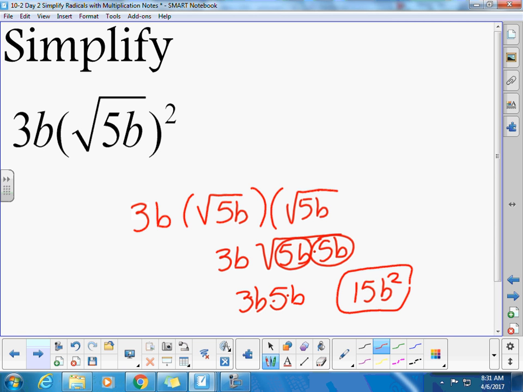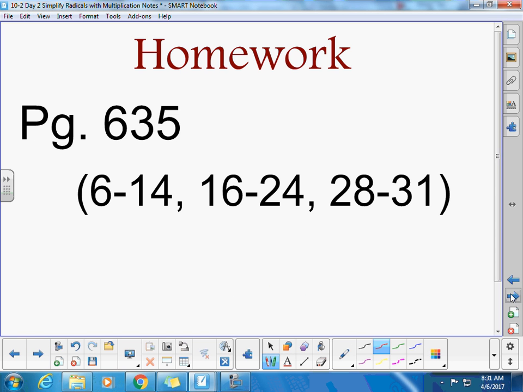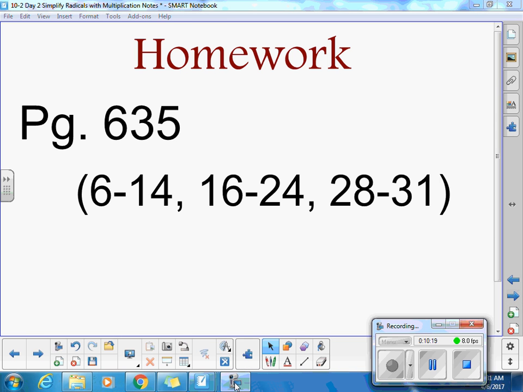So remember, squared just means something times itself, and square root means what times itself is something. So when you square a square root, you're just going to get what's under the radical. That's what comes out, the same thing that's under the radical. All right, don't pay attention to this homework assignment. I'll tell you what you need to do in class tomorrow, and thanks for listening.